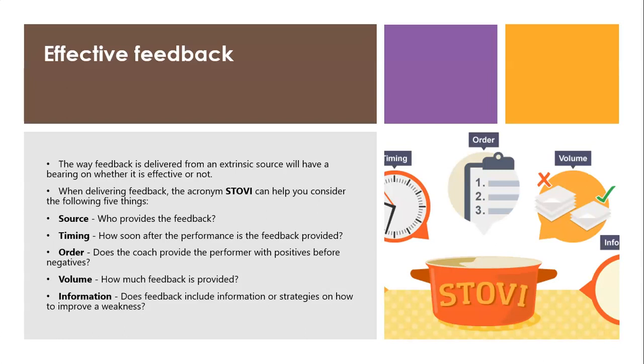Now we have all these different types of feedback, but we need to know what makes effective feedback. The way feedback delivered from an extrinsic source will have a bearing on whether it's effective or not. When delivering feedback, the acronym STOVE can help you consider the following 5 things. S, Source. Who provides the feedback? T, Timing. How soon after the performance is the feedback provided? O, for Order. Does the coach provide the performer with positives before the negatives? V, Volume. How much feedback is being provided?